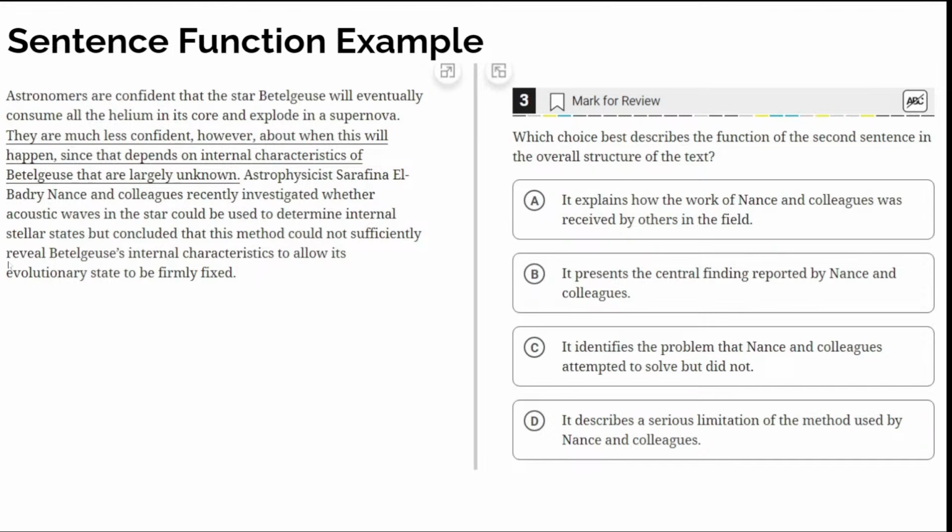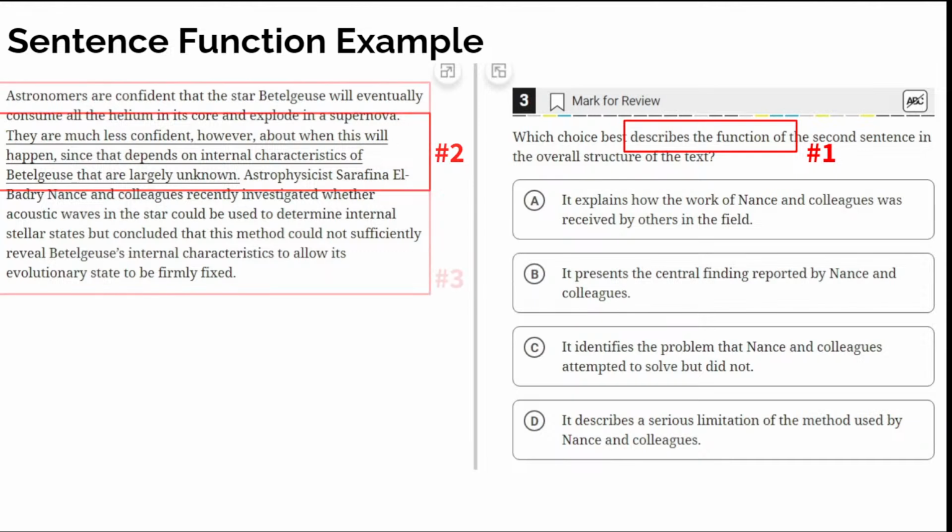All right. So what I'm going to do here, again, I see the keywords, I see the structure of the text, and I go, all right, I've got to look at this. "They're less confident, however, about when this will happen." I don't know what this is. I'm going to need to go back, and I'm also going to need to read forward, which in this case means the whole paragraph. But let's just go to the start and work our way back.